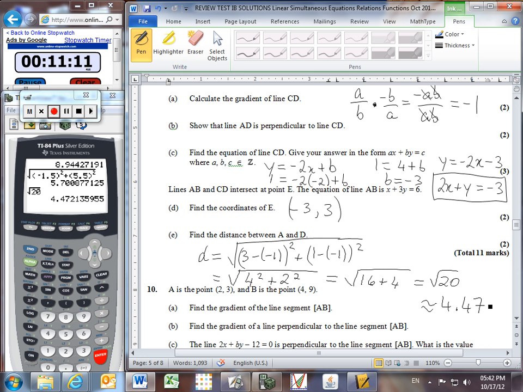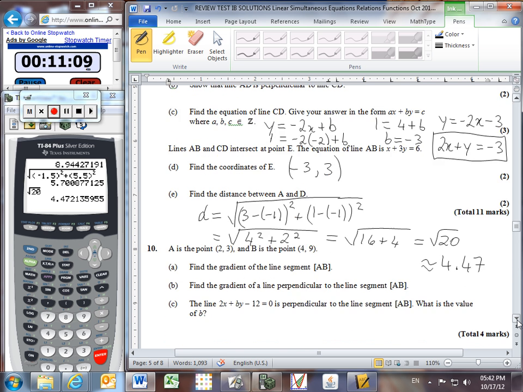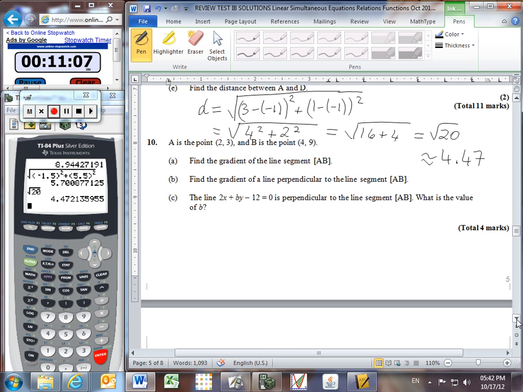Onwards to number 10. So we've got the point (2, 3) and another point (4, 9). We need to find the gradient between them. Well, we know how to do gradient. It's the difference in the y coordinates divided by the difference in the x coordinates, and that gives you a gradient of 3. Then we need to find the gradient of a line that's perpendicular. Well, we know that that's just the negative reciprocal.